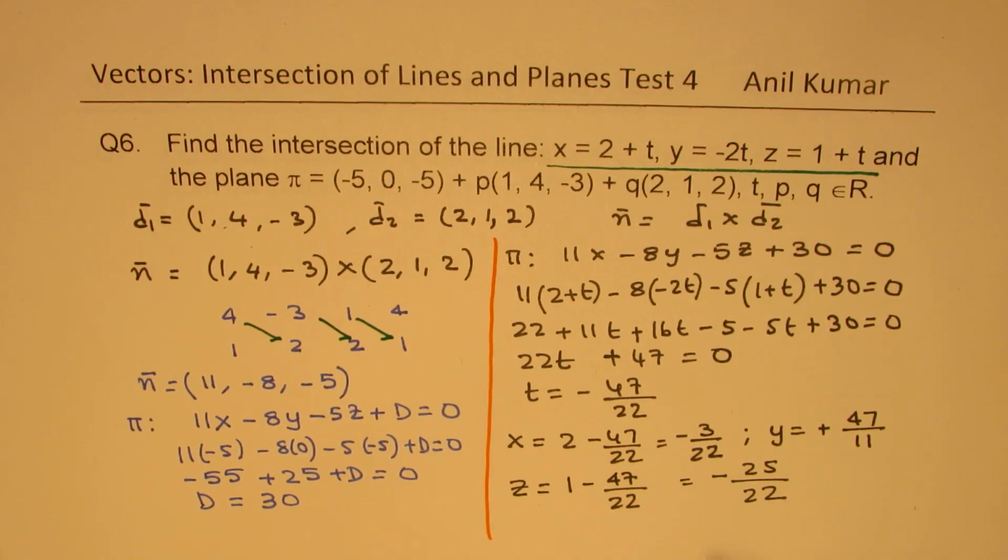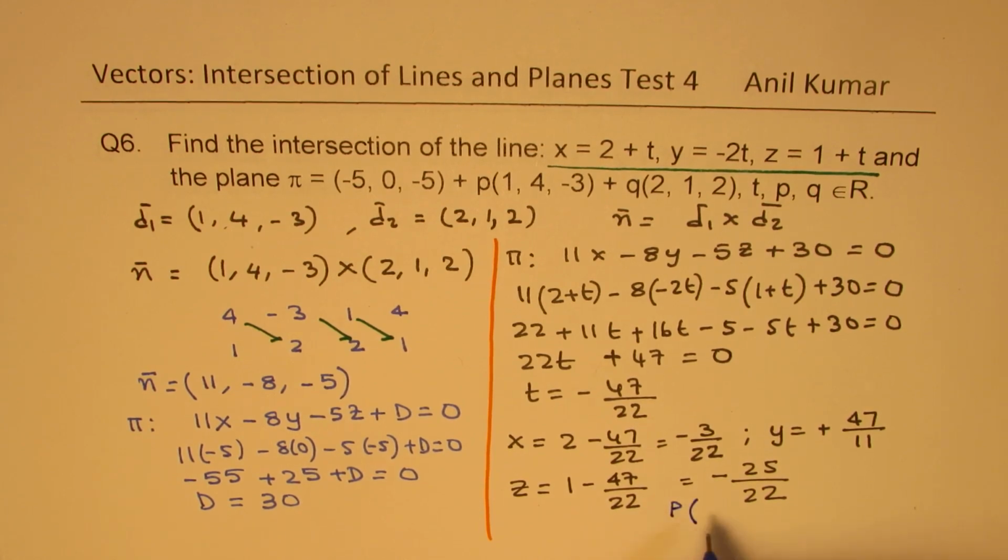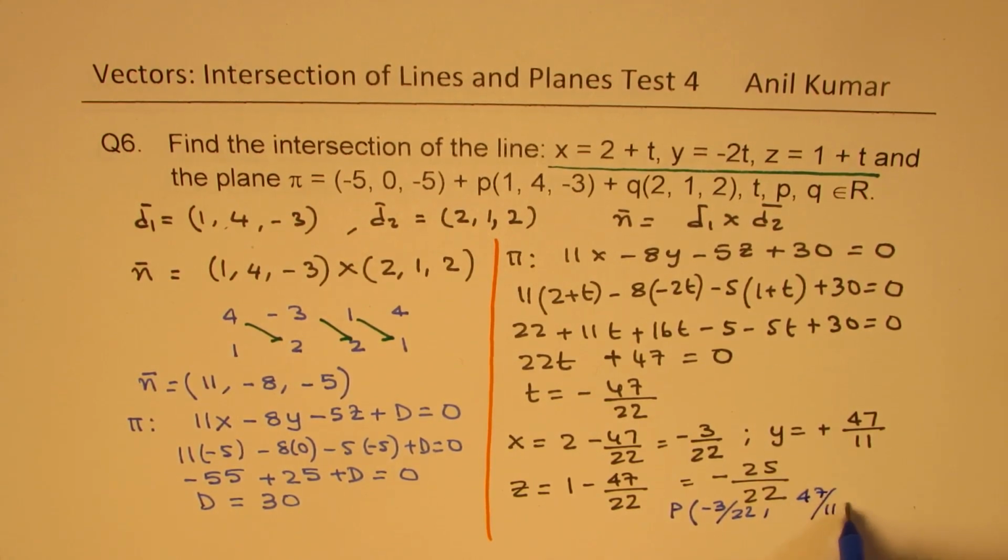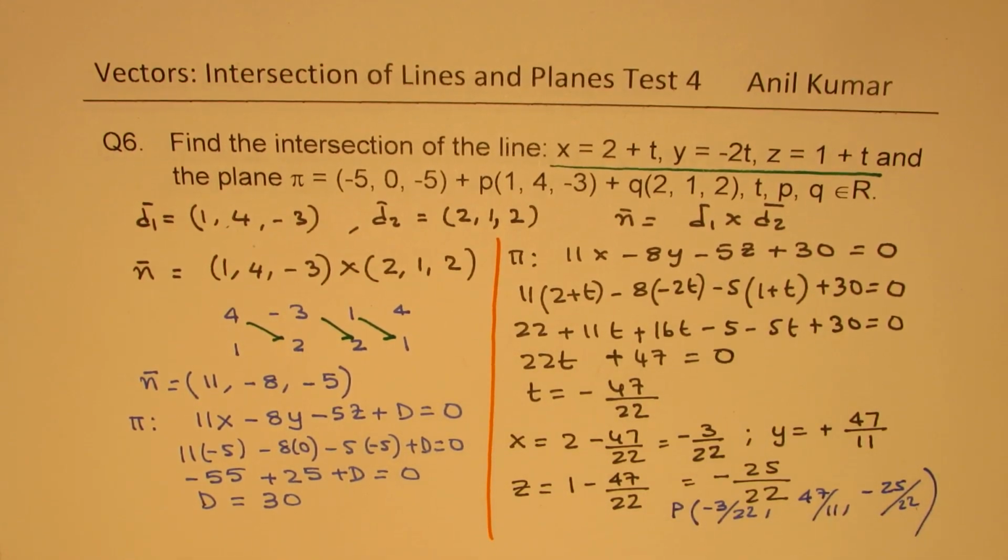So we do get a point of intersection, and the point of intersection between the line and the plane is, for us, x is minus 3 over 22, the y value is 47 over 11, and the z value is minus 25 over 22. Correct? You may do your calculations and write down the correct answer in the comments below.